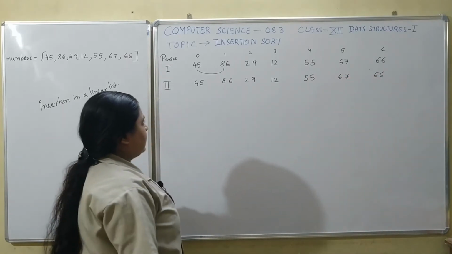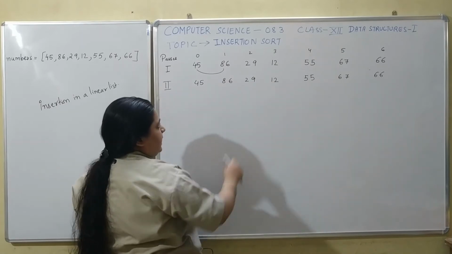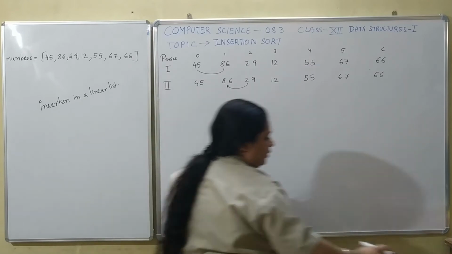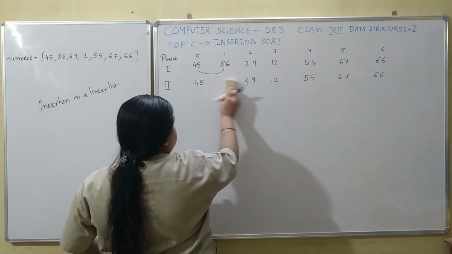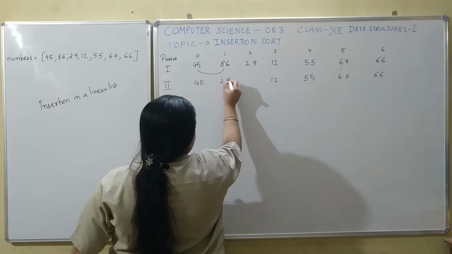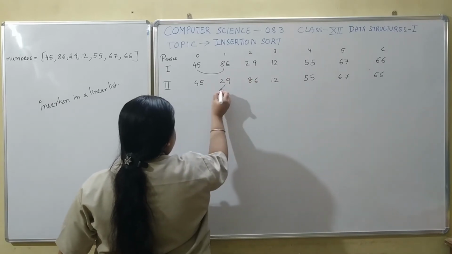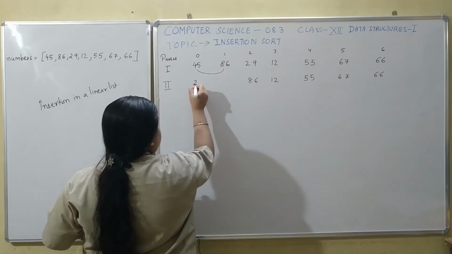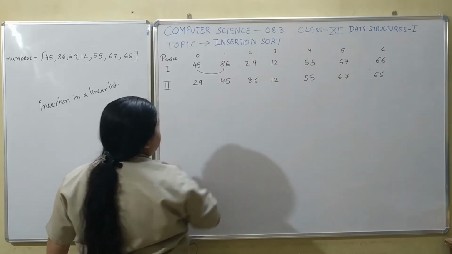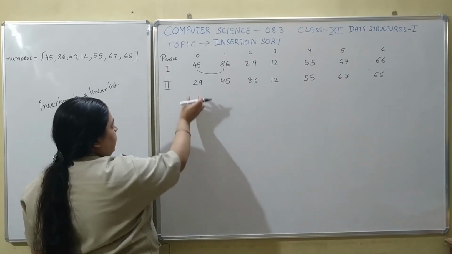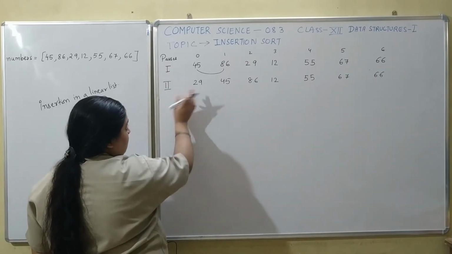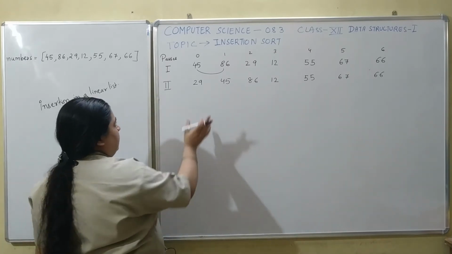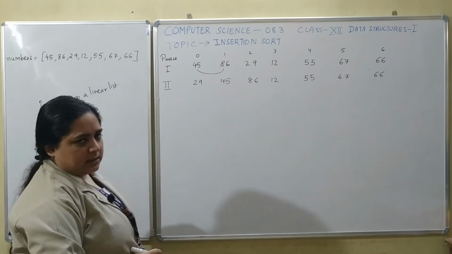Now in the second pass we will start from index 2. Is 29 less than 86? Answer is yes. So we are going to first shift 29 over here. And now we will see, is 29 less than 45? Answer is yes. So we will shift 29 over here. So now 29 is not fixed over here yet, because we still have elements which are less than 29. It's just that the second pass is completed.